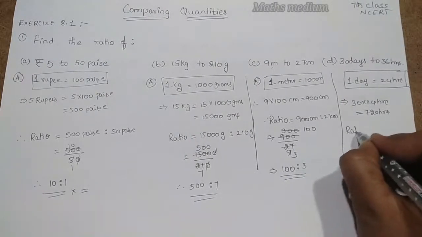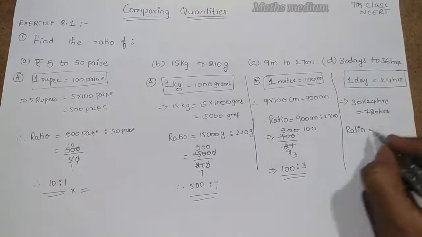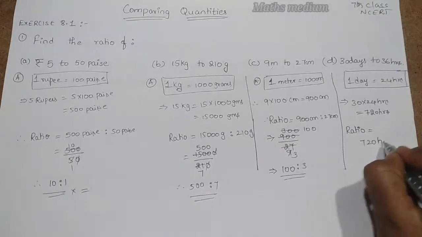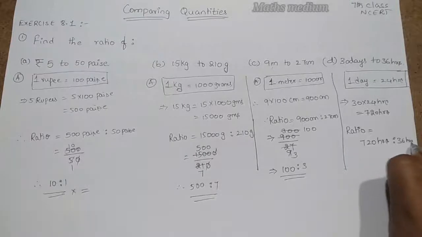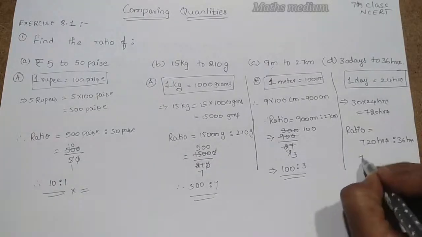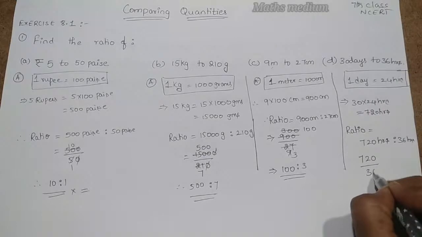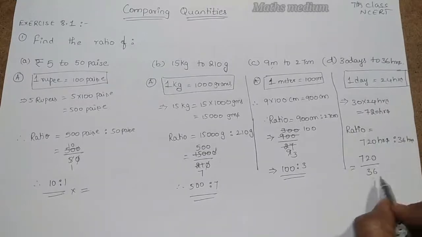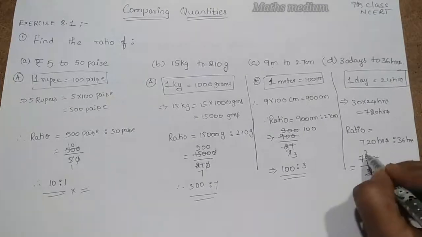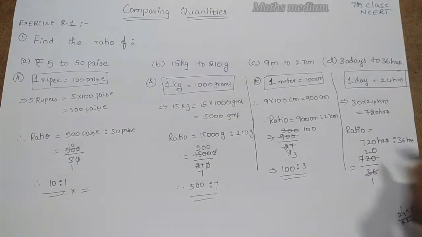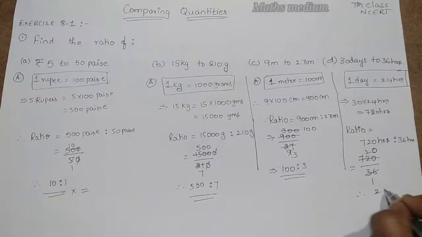So, ratio is equal to 720 hours is to 36 hours. So, 720 divided by 36, because ratio doesn't need any unit. 36 ones are 36, 36 twos are 72, so it means 0. Here is a 0. Therefore, 20 is to 1 is the answer for this one.